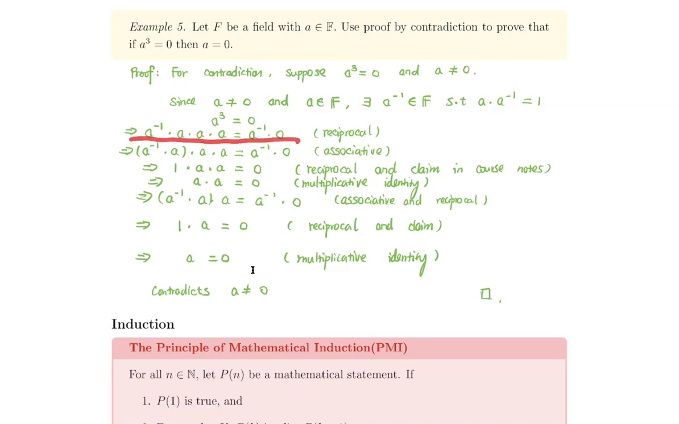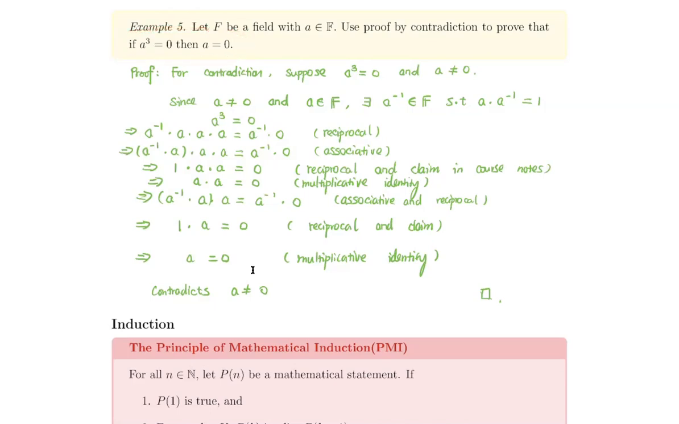That's going to give you A times A equals 0. Okay, you do some algebra in between, you get this. And from here, you can multiply A inverse on both sides again. So that's going to give you A equals 0. This contradicts your assumption where A is non-zero. Therefore, this is true. Okay?